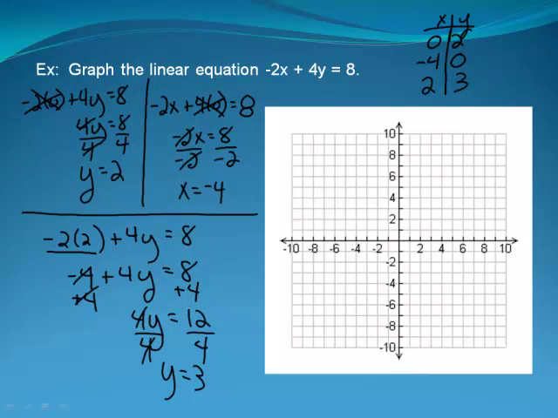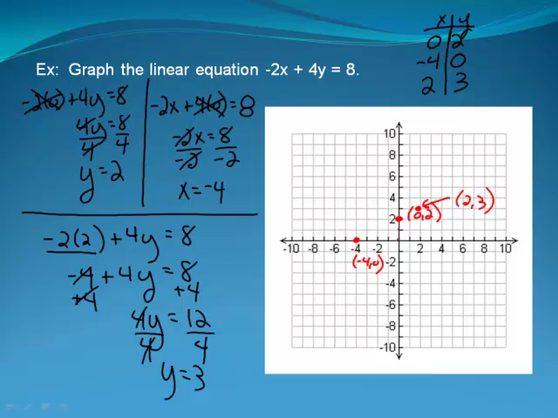So now we need to plot those points. So 0, 2 means 0 left or right and 2 up. So 0 left or right and 2 up puts us right there, 0, 2. Our next point is negative 4, 0. That's 4 to the left and 0 up or down. So 1, 2, 3, 4 to the left and 0 up or down. And our next point is 2, 3. So that's 2 to the right and 3 up. So 2 to the right and 1, 2, 3 up is right here.